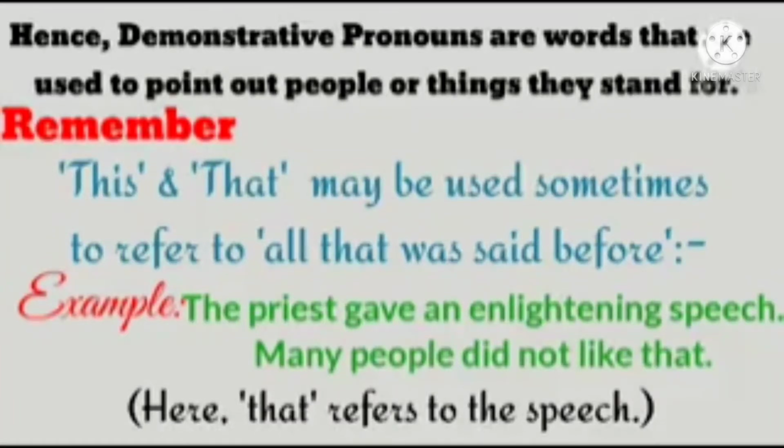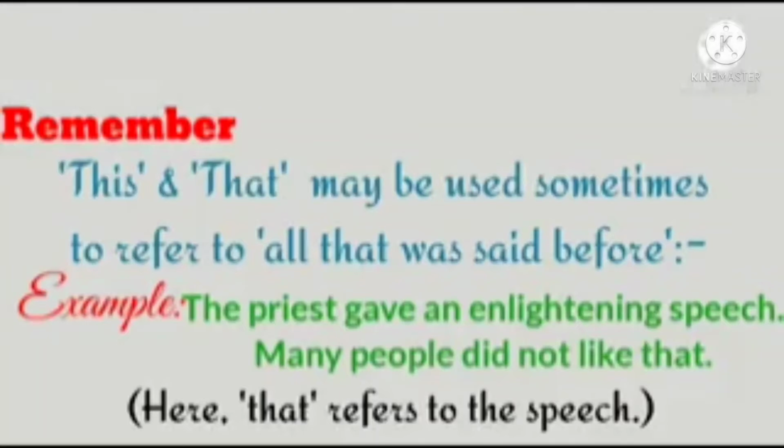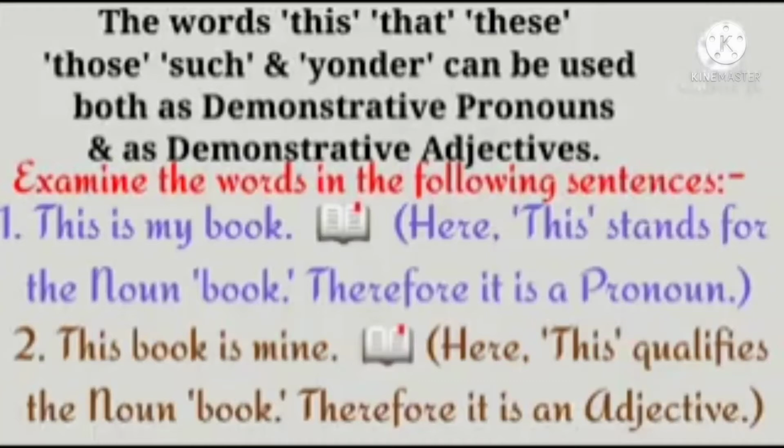Example: The priest gave an enlightening speech. Many people did not like that. Here, that refers to the speech. The words this, that, these, those, such and yonder can be used both as demonstrative pronouns and demonstrative adjectives. Examine the words in the following sentences. This is my book. Here, this stands for the noun book. Therefore, it is a pronoun.